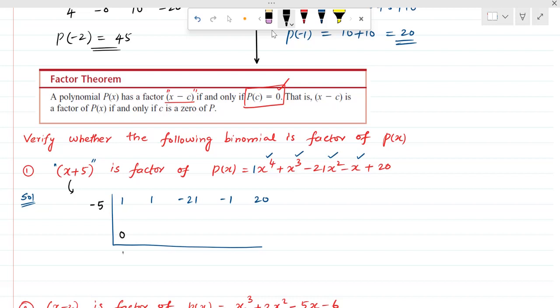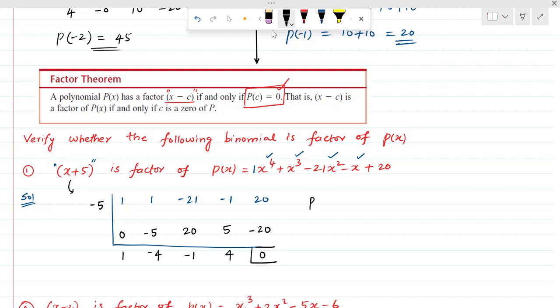Now 0, I'll start with 1, multiply, you will get minus 5. Add it, it becomes minus 4. Multiply, minus of minus, plus 20. Minus 1, multiply, it becomes plus 5. Add it, it becomes plus 4. When you multiply, it becomes minus 20. So the answer will be 0.